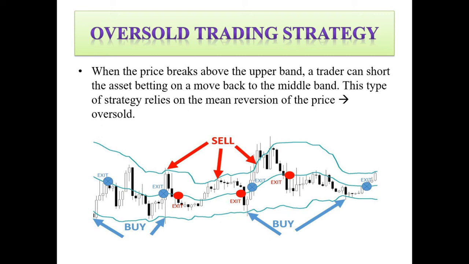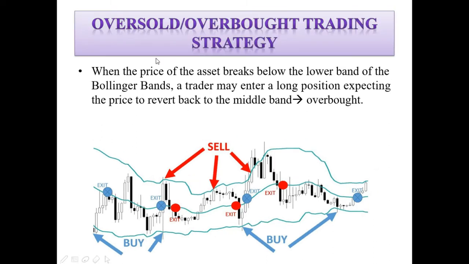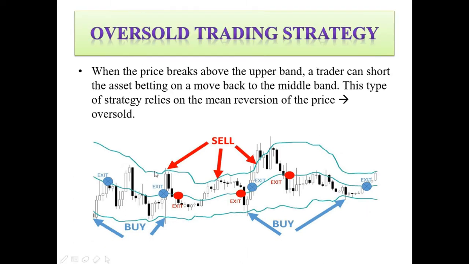That is an exit strategy. Let's look at this again. Overbought, you can enter into the stock when the candlestick price touches the lower band and exit it when it touches the middle band. And for oversold, when the candlestick chart touches the upper band, you can start shorting the stock and exit it when it touches the middle band.